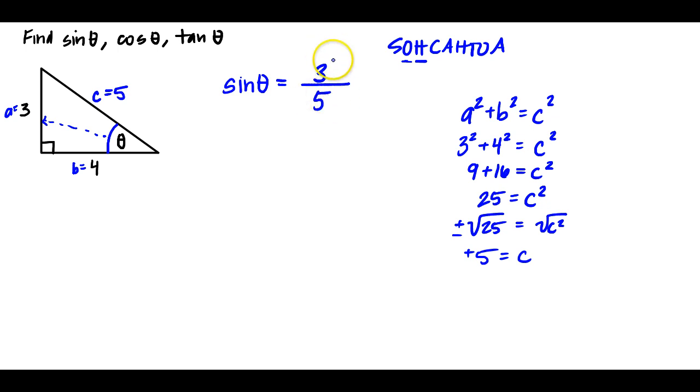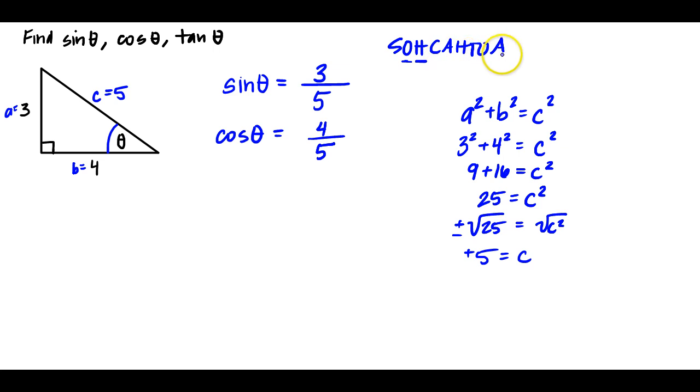So now cosine of the angle theta is going to be the adjacent side. So here's theta. I don't want an opposite side. I want the side right next to it that's not the hypotenuse, so length of 4, over the hypotenuse, which is 5.